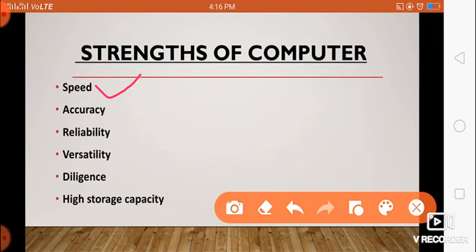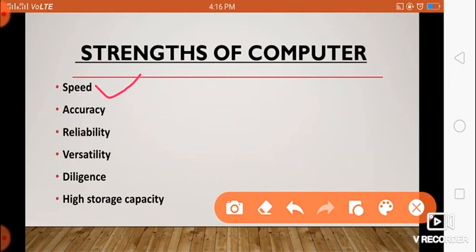Next is diligence. A computer is a machine, it is an electronic device. So unlike a human being, it's free of boredom and tiredness, it's immune to boredom and tiredness. It never gets tired, it can work for hours without getting tired, and with full accuracy.